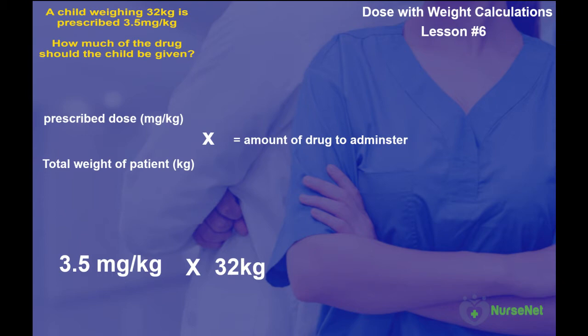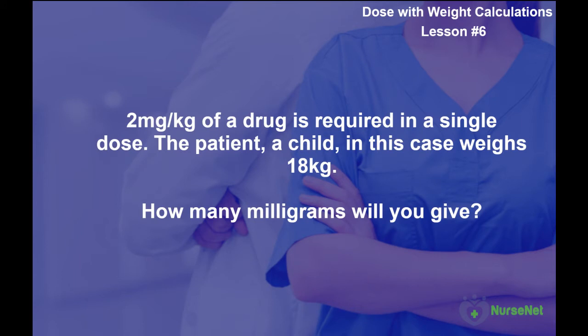So let's do an example. 2 milligrams per kilogram of a drug is required in a single dose. The patient is a child in this case and weighs 18 kilograms. How many milligrams will you give?